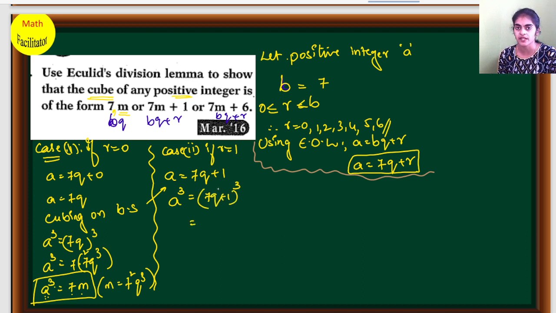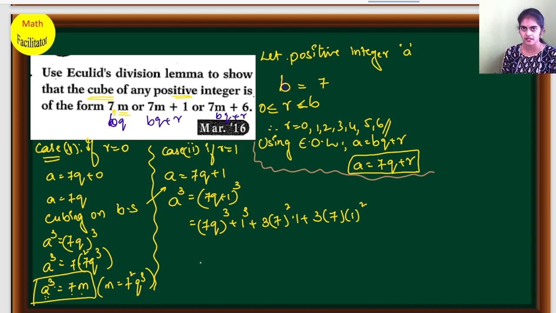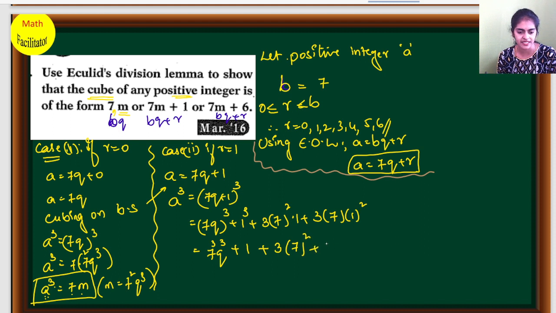Now this is like a plus b whole cube. So let me write it as a cube plus b cube plus 3a square b plus 3ab square. This is the expansion. So that is equal to 7 cube q cube plus 1 plus 3 into 7 square, or let me write as 3 into 7 square only, plus 3 into 7. I am not solving because I don't have to. Anyway, you will take common.